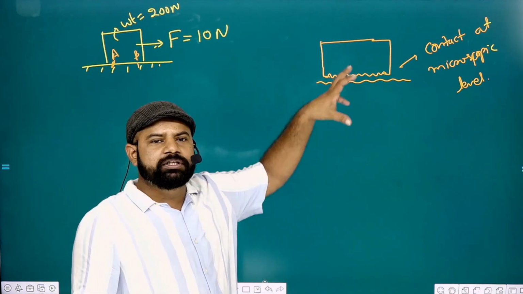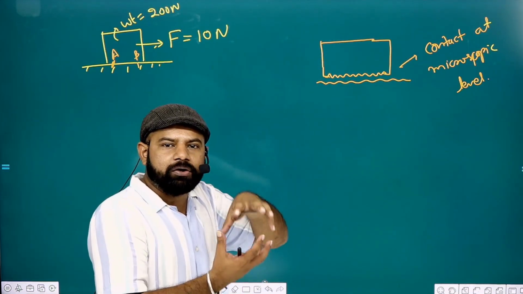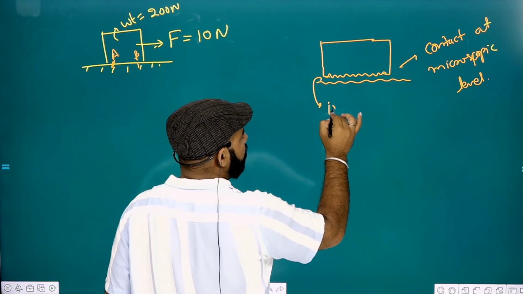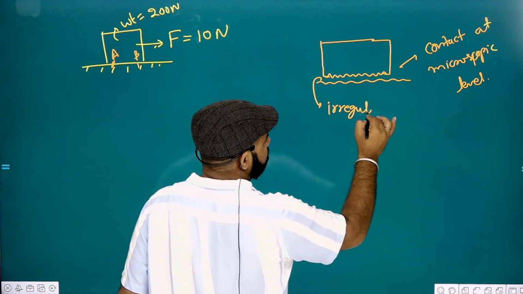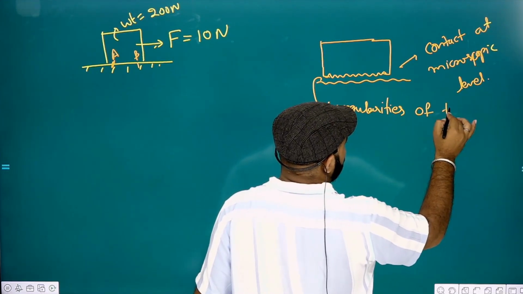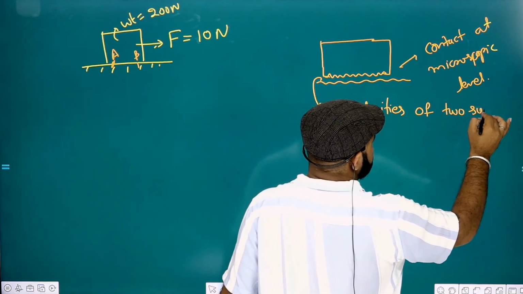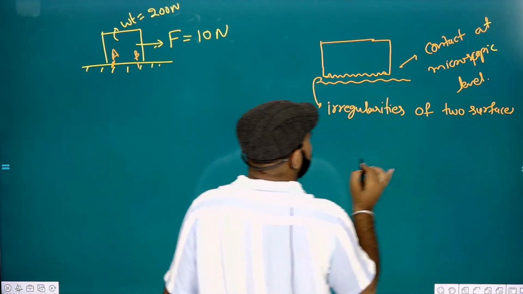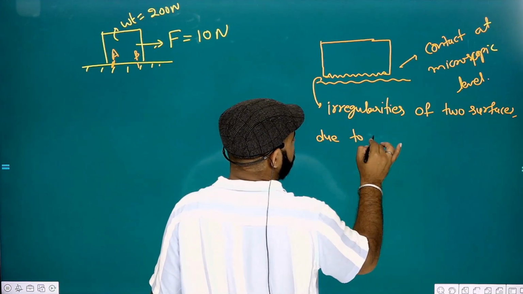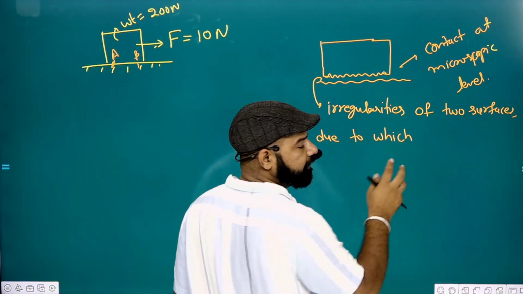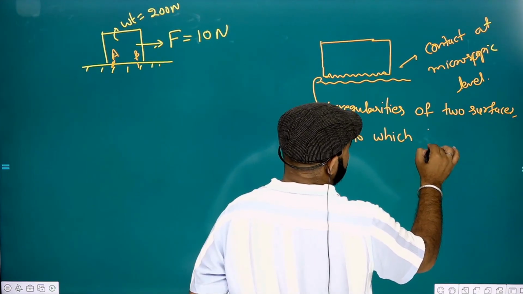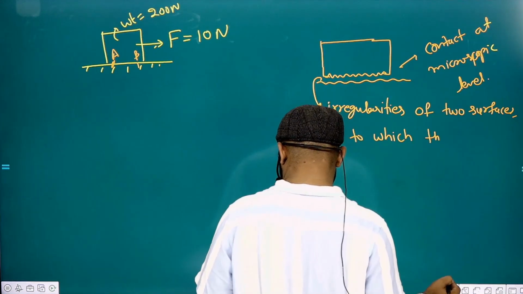Now, due to these irregularities, there will be some interlocking between these two surfaces, right? So these are the irregularities of the two surfaces, due to which we can say that there is interlocking between these two surfaces.